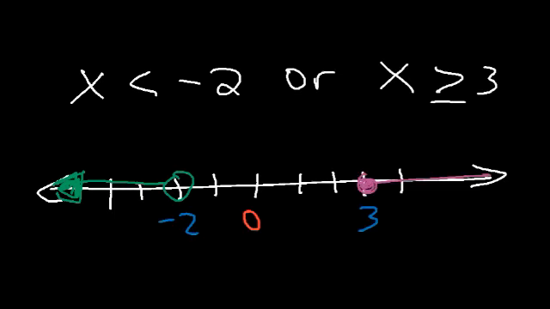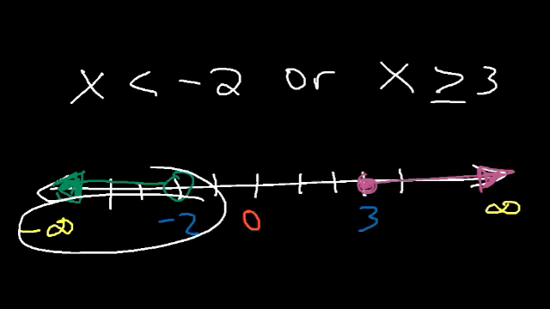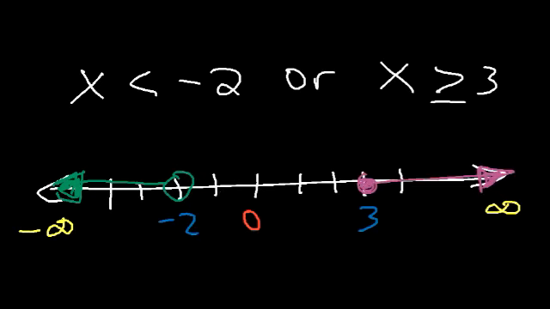And we need to shade to the right side. Now how can we write this in interval notation? So there's two shaded regions. Here's the first part and here's the second part. And we need to combine them using union.